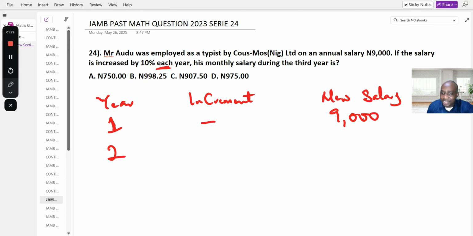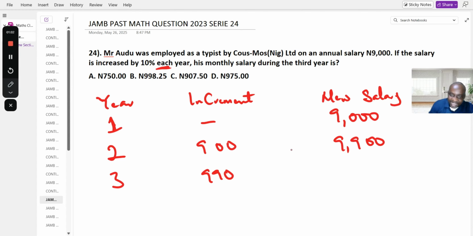For the second year, before he starts, there will be an increment of 10%. What is 10% of 9,000? It is 900. The new salary will now be 9,900. For the third year again, there will be an increment of 10% of 9,900. It will be 990, because they increase the salary again after he spends another 1 year.